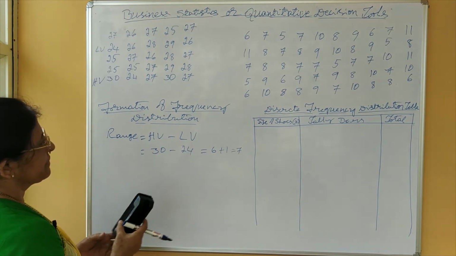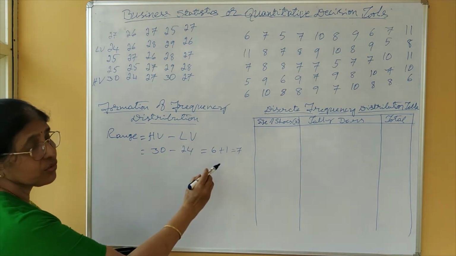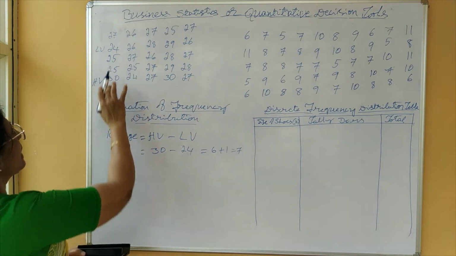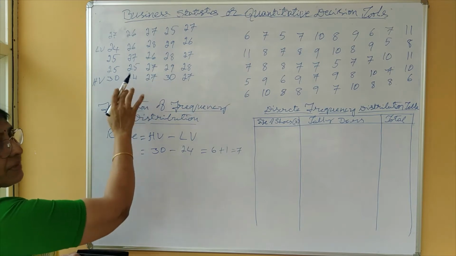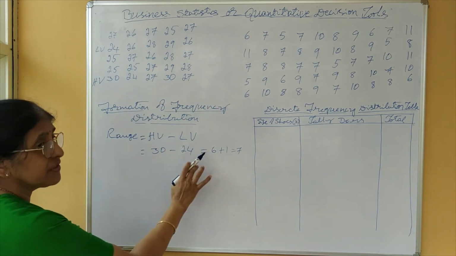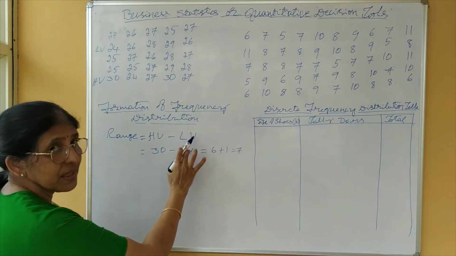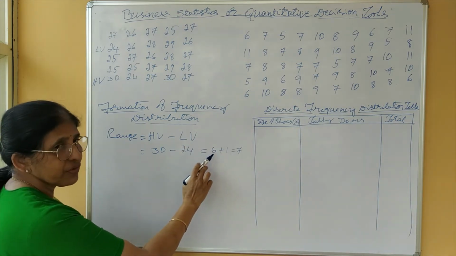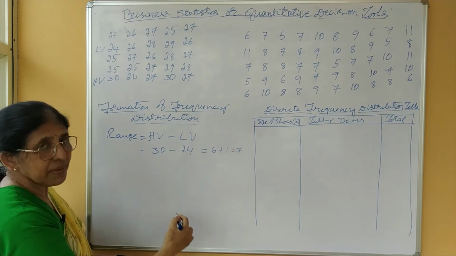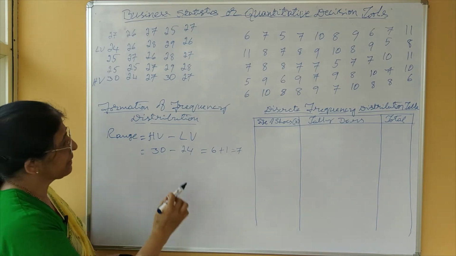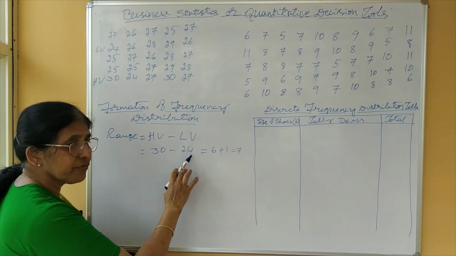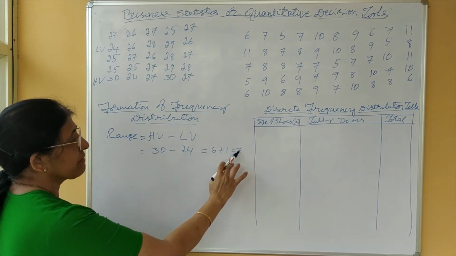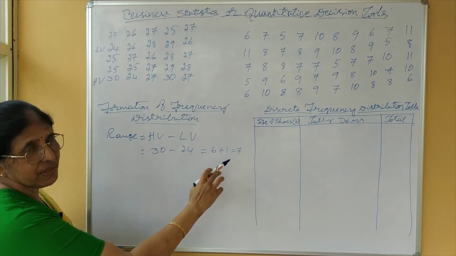Next is, I think here there is no doubt. I am repeating once again. First we have to find the highest value and lowest value among the given data. Then you have to find the range. Range equals highest value minus lowest value. Here mathematically we say 30 minus 24 equals 6. But when you take to the table, discrete frequency distribution table, we have to start from 24 itself. Therefore, including the lowest value, we have to take 7 values.